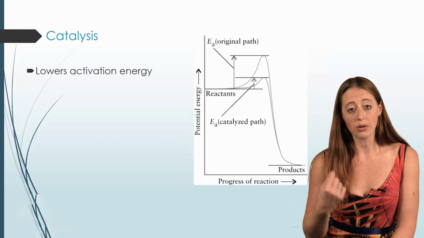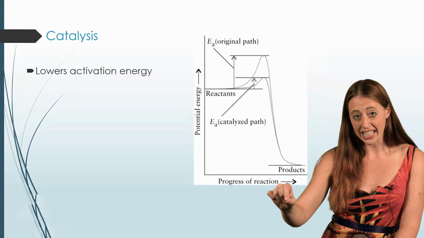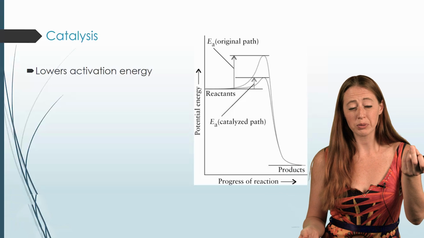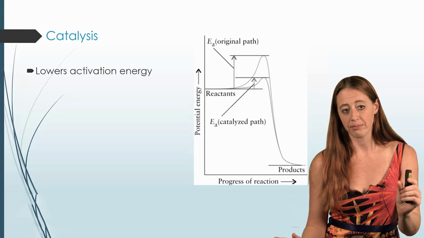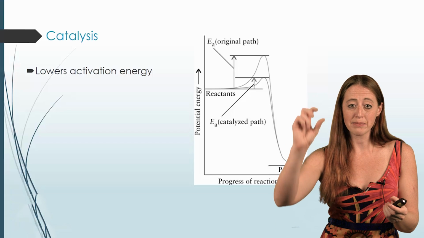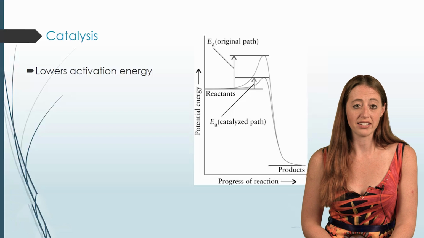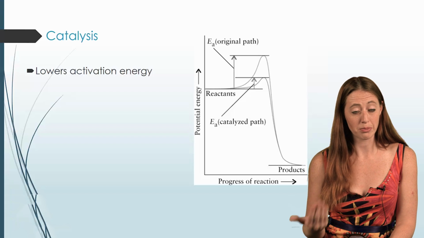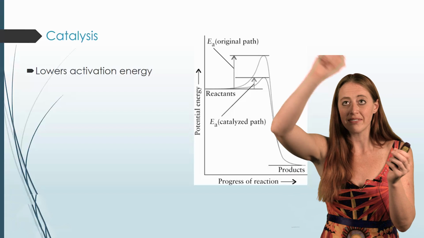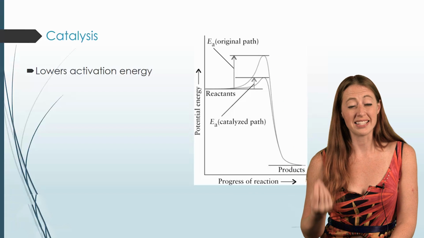You'll notice in the lower graph, the beginning and the end are the same. That's because when we're doing catalysis, we aren't changing our reactants and our products. Those are the same. What we do is we add in some species that lowers the activation energy for us, which allows the reaction to proceed faster. Because now it doesn't have to get up and over that energy barrier. It's not quite as high.